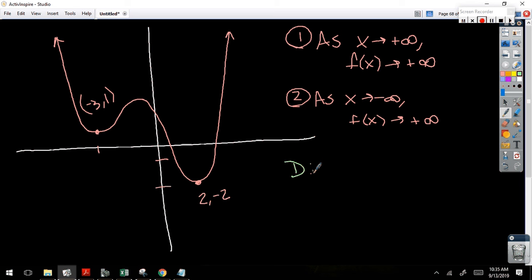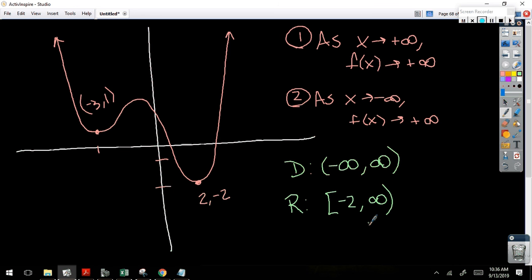What's the domain of the graph in pink? Domain is left to right. Negative infinity to infinity. What is the range of the graph in pink? Good job, y'all. Give yourself a pat on the back if you got that.